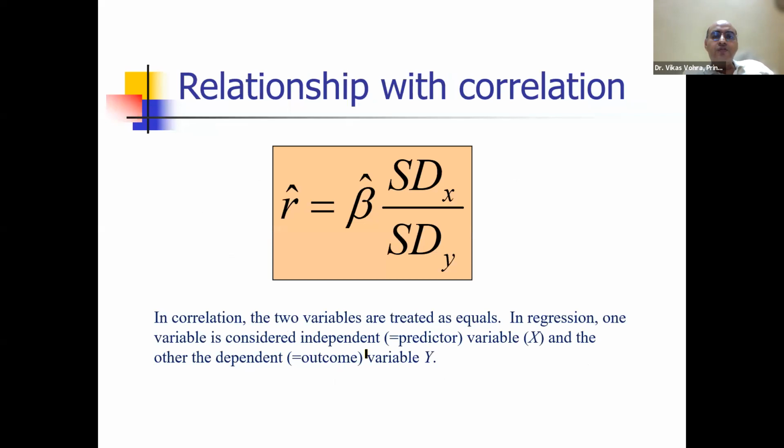If we want to say how correlation and regression are related, this is of course for the two traits X and Y. So the correlation between X and Y is the regression times the standard deviation of the independent predictor divided by the standard deviation of the outcome variable.